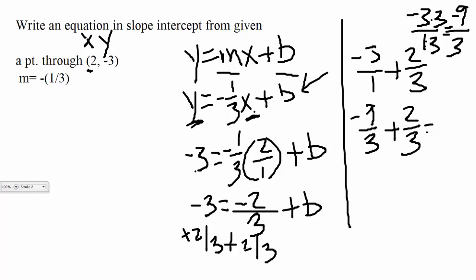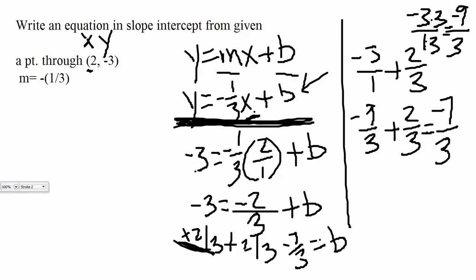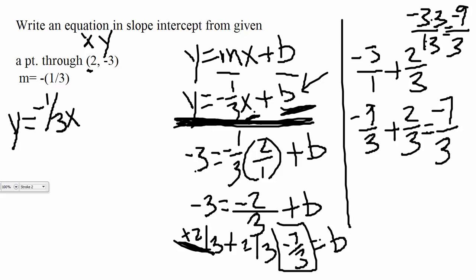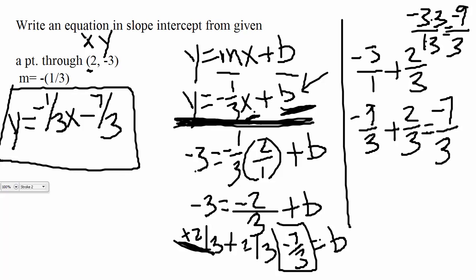Now that we have common denominators, we can add. -9 plus 2 is -7 over our common denominator of 3. So that is what b is equal to. So after we did this calculation here, we got that -7/3 is equal to b. So all we have to do is plug that into our equation. So this is where we were at. We had plugged in our slope. So I'm just going to rewrite this equation. And the only thing we're doing is we now know what b is. b is -7/3. So I'm going to plug in -7/3 right over here. And this would be our equation for this line.